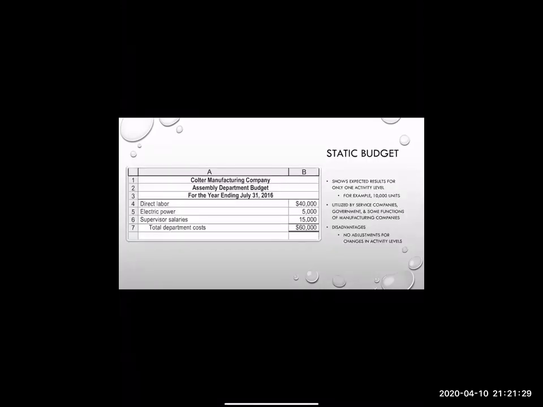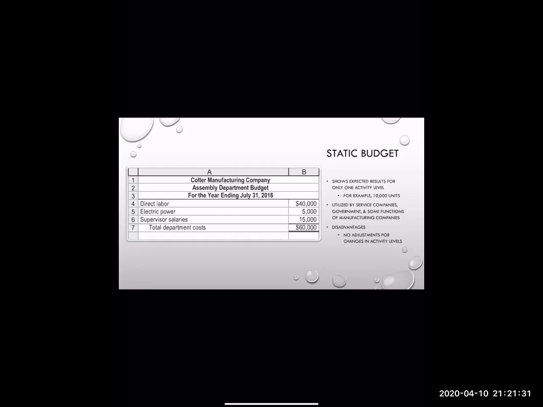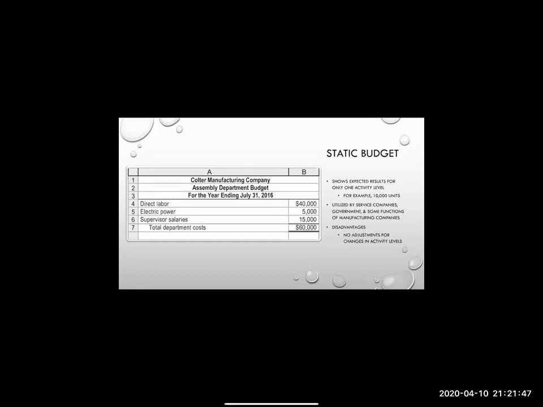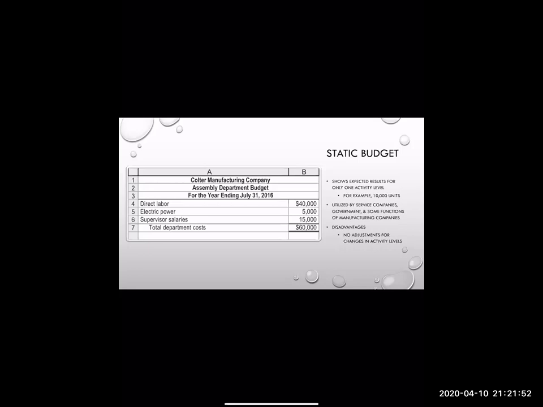So one of the budgets we're going to talk about is the static budget. Now, a static budget is a budget that shows the expected results of a responsibility center for only one level of activity. So in our particular example that you see on the screen, you're seeing only one level of production activity, which is for 10,000 units. Now, a static budget, in the word itself, static means that it doesn't change. We're going to create a budget only for one level of activity.